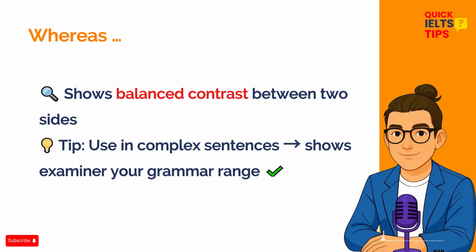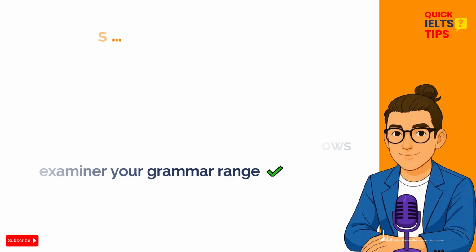My tip: use whereas in complex sentences to show the examiner your range of grammar. It's a great way to demonstrate contrast without writing two separate sentences. Now, let's move on to the seventh phrase.